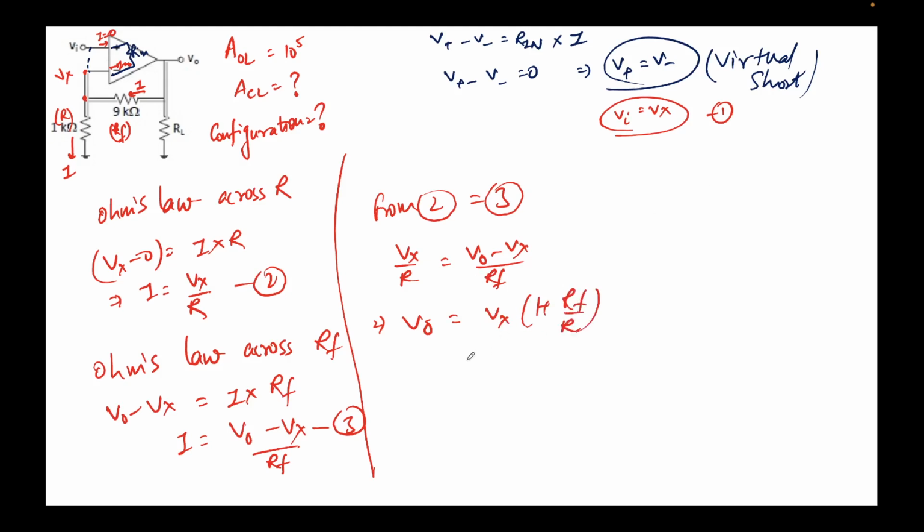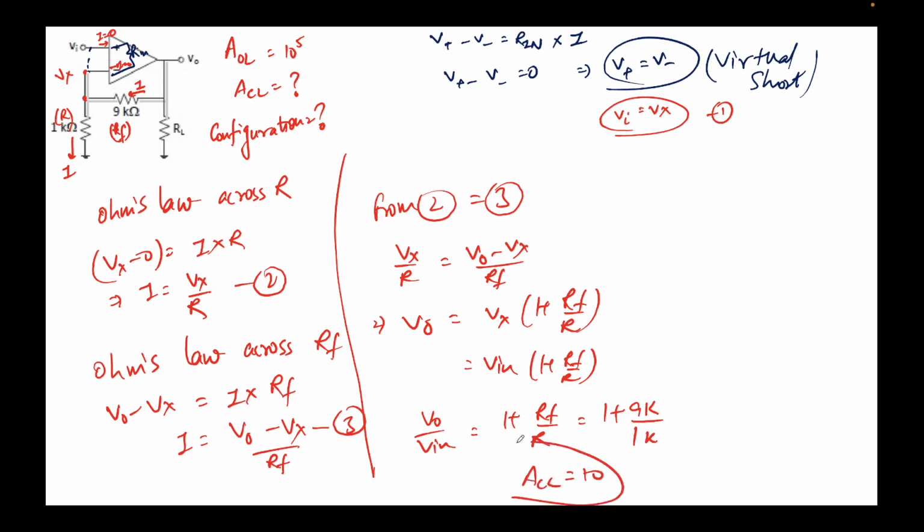Vx is nothing but Vin, so this is Vin times 1 plus Rf over R, and we get V naught upon V in as 1 plus Rf upon R. I'll simply plug in the values. Rf is 9k and R is 1k, so k and k get cancelled. 1 plus 9 is 10. So what we get, the closed loop gain is 10.